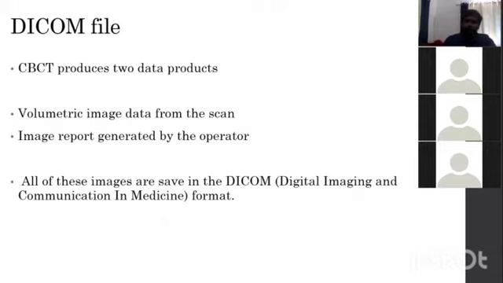And actually, the CBCT produces two data products. The first one is the volumetric image data from the scan, that is the DICOM format, that we will provide to the patient on a CD with the viewer. And the second one is the image report generated by the operator. Once the image is taken, we analyze it by measuring the lesion or structure, and we give a detailed report with pictures to the patient as well as the doctor. It will take some time for the operator or the radiologist to prepare a detailed report.